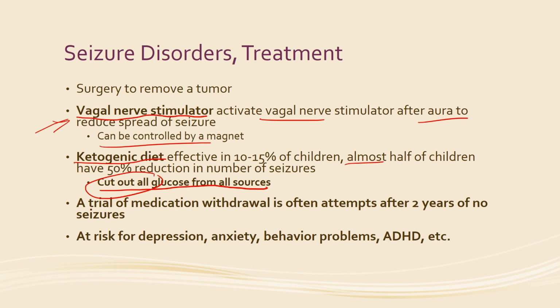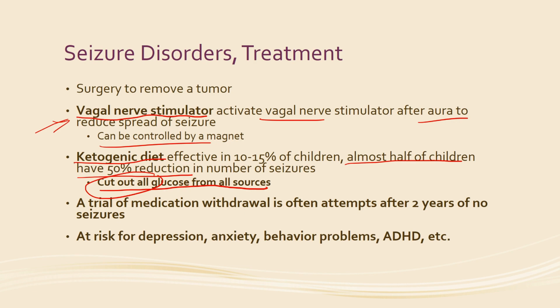So you see here, almost half of children have a 50% reduction. So it's not that great, right? It's just very few of these have complete reduction of seizures, but half of children, 50% of seizures, and this is for a diet that has very few side effects compared to your medications, right? So maybe a parent can live with that.